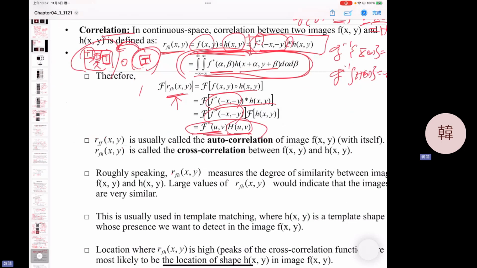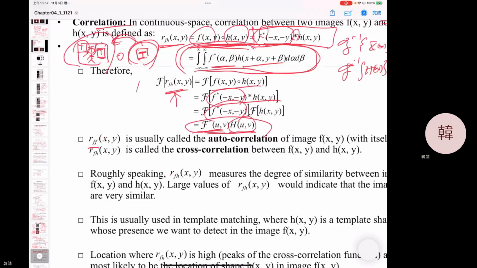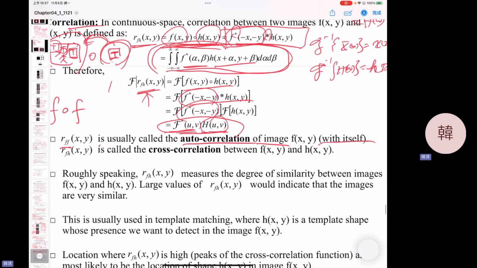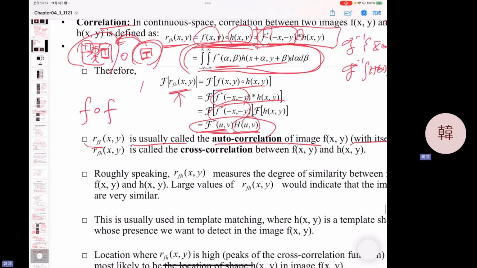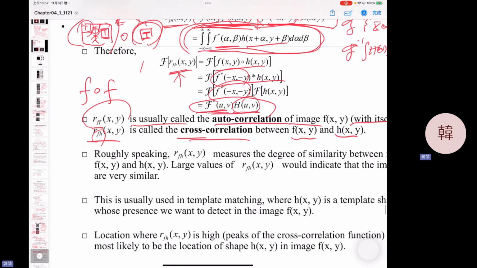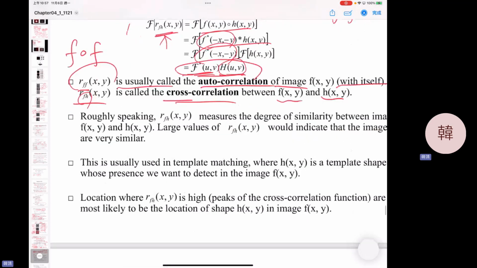And if you do F with F itself, what's that? F correlated with F. We call it auto correlation of the image with itself. From this auto correlation result, you can see where the highest value is located. Cross correlation is applied on two different signals, F and H. And this is what I said: you are going to see where is the most similar component of these two images. So it's auto correlation and cross correlation operation.